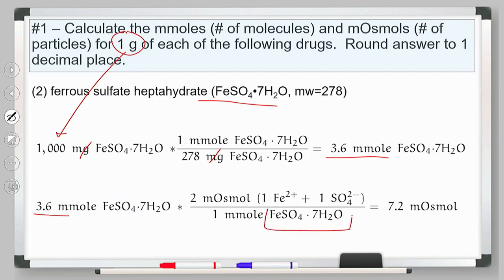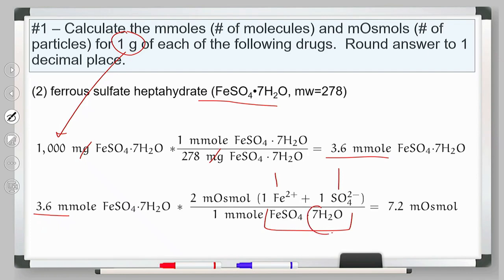Now here's the deal. You have to look at the formula and decide: when ferrous sulfate heptahydrate dissociates, what will it produce? It will produce 1 iron, 1 sulfate. Can you separate your cations from your anions when you look at this? I'm not teaching you that. This is the chemistry you have to bring with you a little bit here. So you have iron plus 2 and 1 sulfate minus 2. So that's where that formula makes up. So we have one of those.